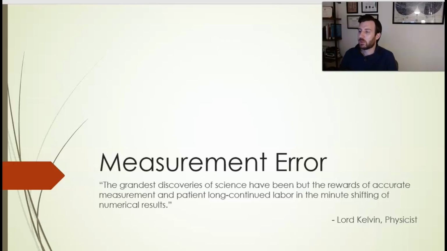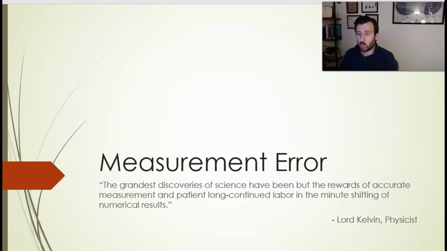I have a quote here. "The grandest discoveries of science have been but the rewards of accurate measurement and patient, long-continued labor in the minute shifting of numerical results." I like that quote a lot. It's by a gentleman who has been given the nickname of Lord Kelvin. Kelvin is a temperature scale that we will learn about today. And so this is somebody who knows very much about measurements and where we use them.